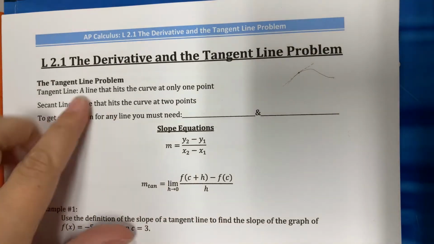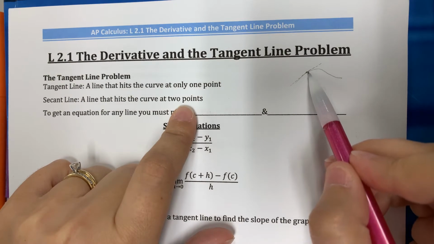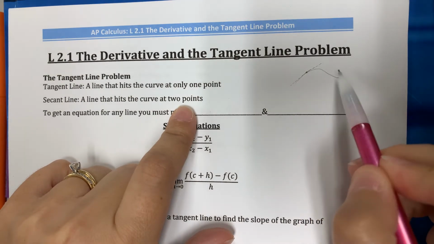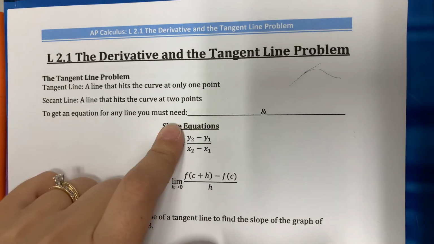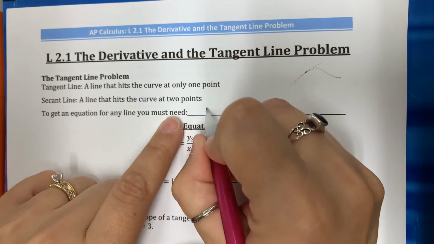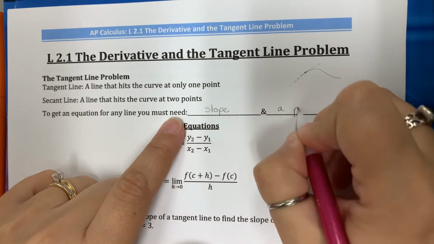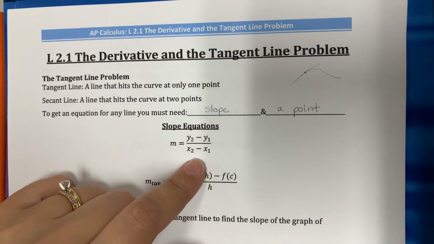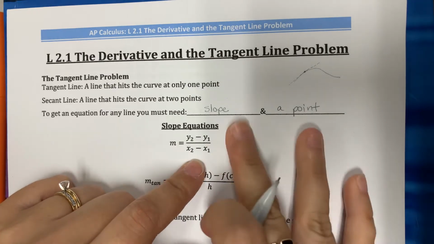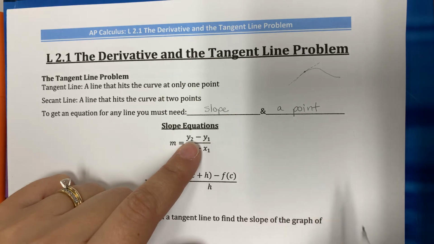At one point. A secant line is a line that hits a curve at 2 points. So I've got maybe this point, and it's going across that way. To get an equation for any line, there's a couple of things you could have, but we're going to focus on what happens if you have a slope and a point. You could have 2 points, and then you could find the slope that way. But we're going to focus on this. You could also have slope and a y-intercept, but that is still a point, so I'm considering that the same thing.